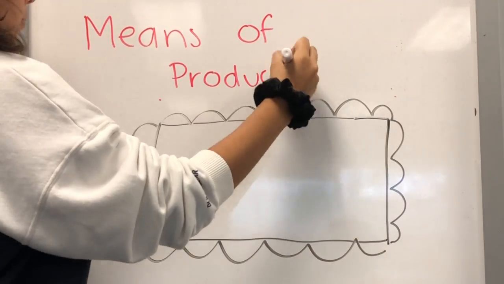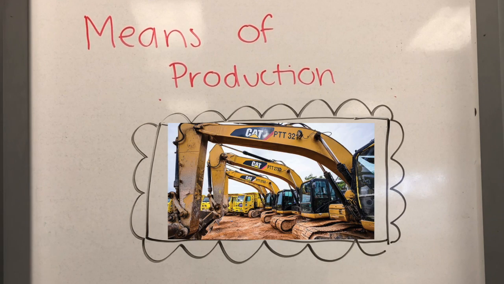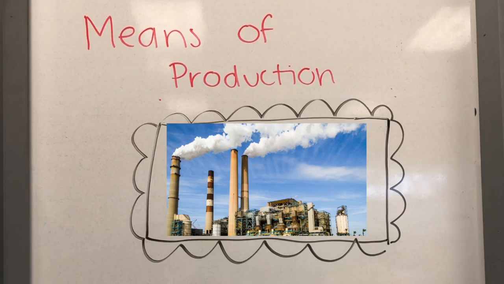The means of production are the resources for the production of goods, like the materials, the land, the machines, the place, the ideas, and the factories.